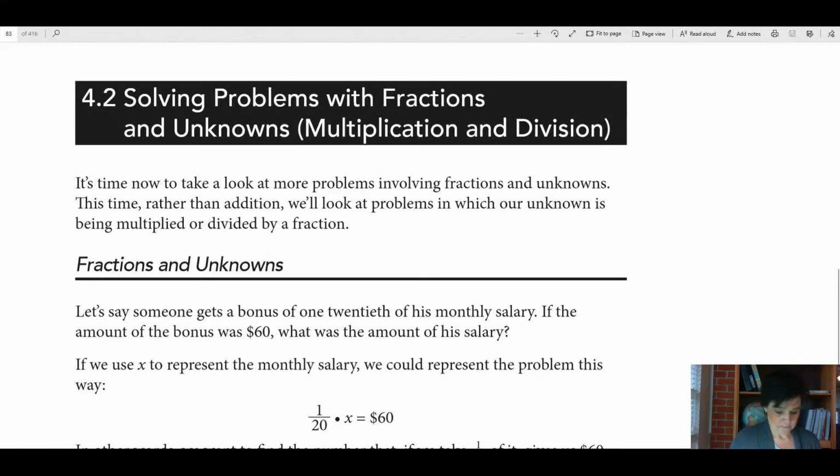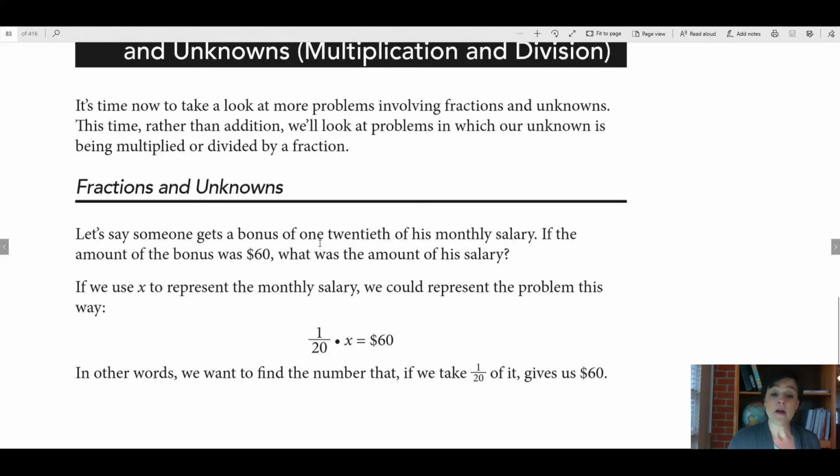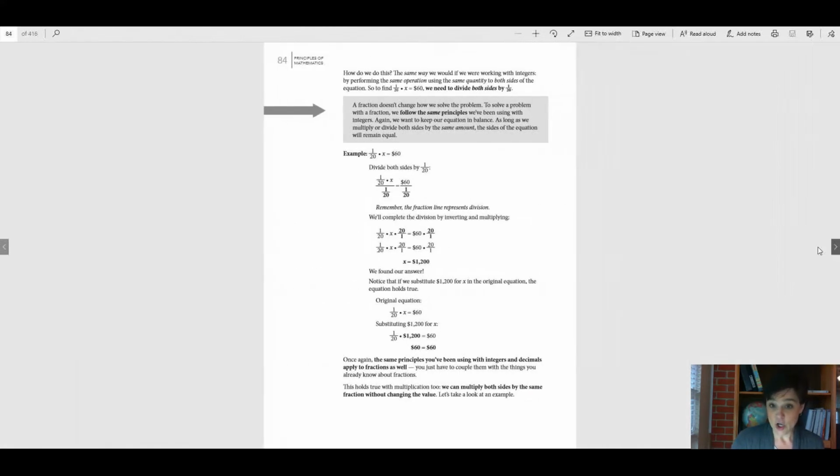Let's say that someone gets a bonus of 1/20th of his monthly salary. If the amount of the bonus was $60, what was the amount of his salary? So you're going to use x to represent the monthly salary. So you could represent the problem like this: 1/20th of the salary, remember, of is times, of the salary, which we don't know, so that's x, equals $60. And you're just going to work the problem. In other words, you want to find the number that if you take 1/20th of it gives you $60.